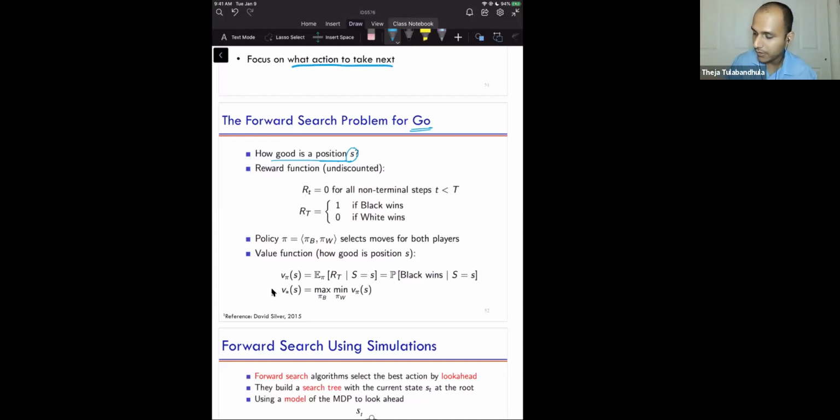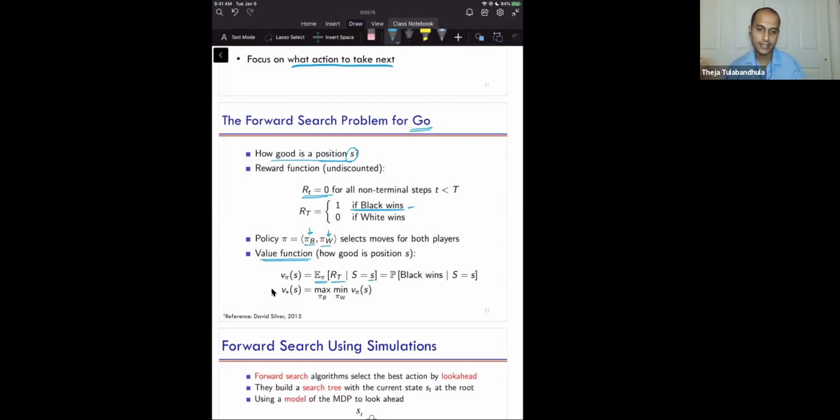Let's say the reward function is as follows. Reward is 0 for everything. You won't get a reward at all till the game ends. When the game ends, if the black stones player wins, the reward is 1, and if the white stones player wins, the reward is 0. We are basically the first player. A policy is both the policy of the player and the policy of the opponent, the white player as well as the black player. And the value function, which says how good the position is, is the expectation over the policy of this terminal reward, starting from a state S.